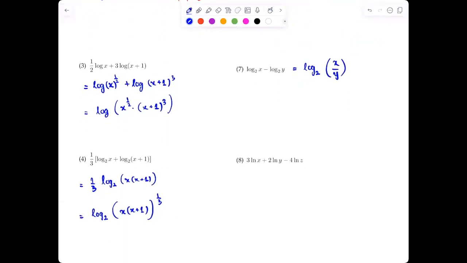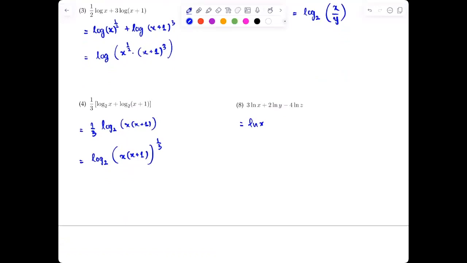Number 8. Now for each term, there's a coefficient. So turn the coefficients into powers before you combine them together. So ln of x cubed plus ln of y squared minus ln of z to the 4th. Now, I'm going to combine the first two terms together using the product property. That is ln of x cubed times y squared, minus ln of z to the 4th. And then I apply the quotient property. That is ln of x cubed times y squared over z to the fourth.